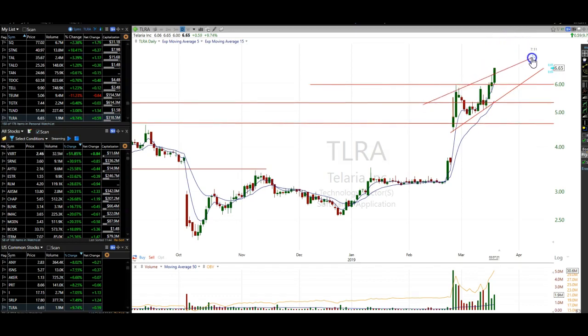This is not the top of the channel. This is the top of the channel up here. And that's what we're shooting for, for this stock to trade up into here at the 720 area.